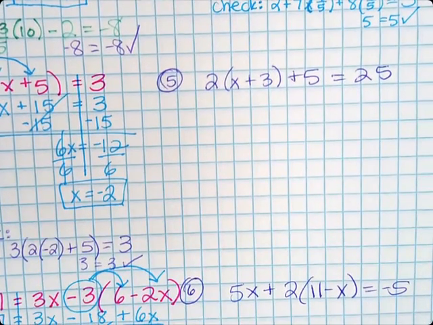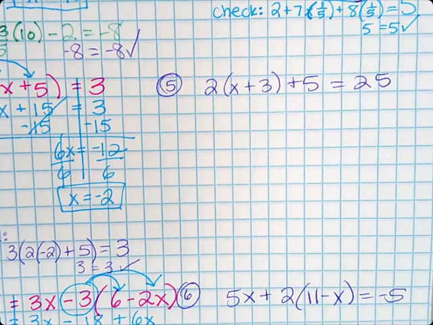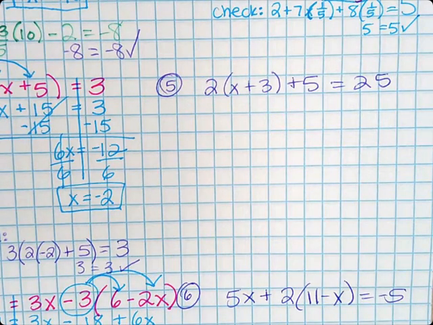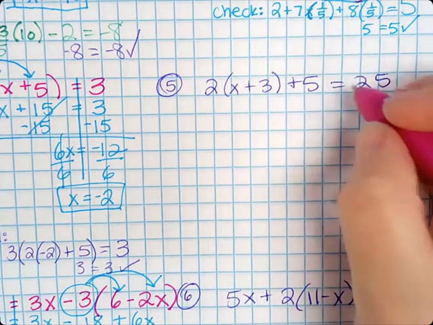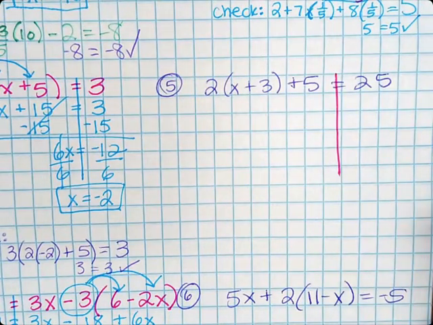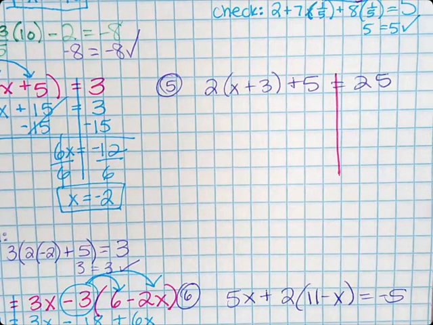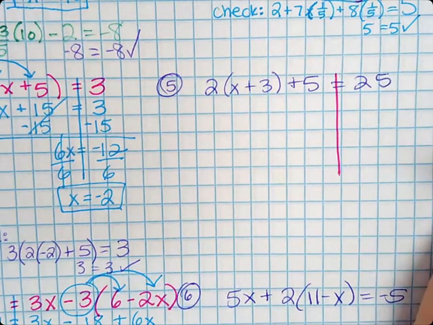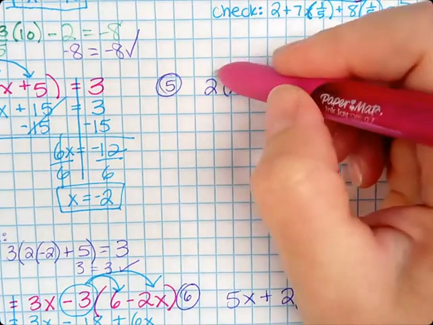All right, go ahead and write down the next one: 2 parentheses, x plus 3, close parentheses, plus 5 equals 25. Draw your line down your equal sign. So we need to get rid of that parenthesis, so we distribute.